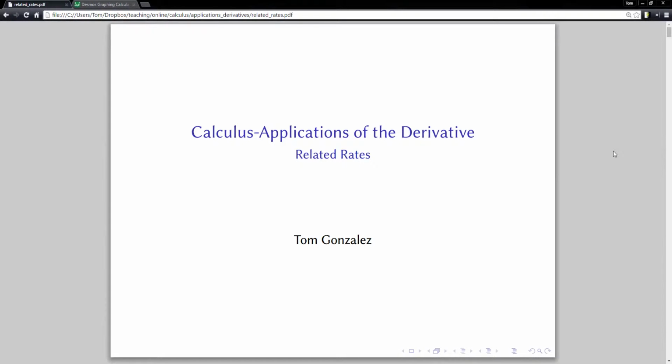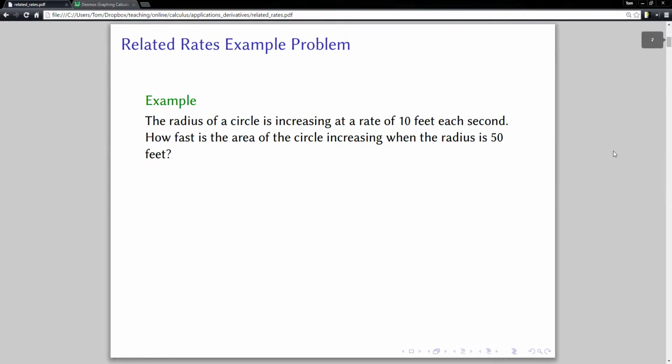In this video, we're going to talk about related rate problems. So I think it's best just to work through an example, and we'll go step by step, take a look at the example, and then generalize an approach at the end. Okay, so for the first problem we have the radius of a circle is increasing at a rate of 10 feet per second. How fast is the area of the circle increasing when the radius is 50 feet?